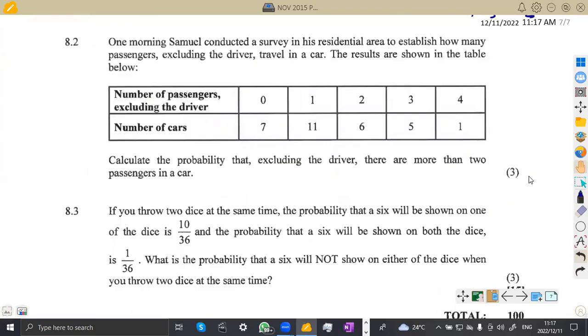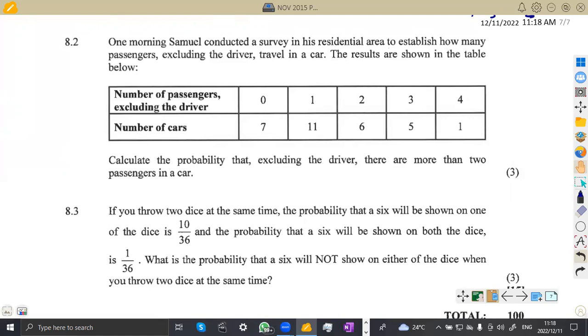On 8.2, one morning, Samuel conducted a survey. So there's a guy called Samuel who is conducting a survey in an area to establish how many passengers, excluding the driver, travel in a car. The results are shown in the table below. Number of passengers, excluding the driver: 0, that's 0 cars, 1, 11. Calculate the probability that, excluding the driver, there are more than 2 passengers in the car. Okay, there are more than 2 passengers.